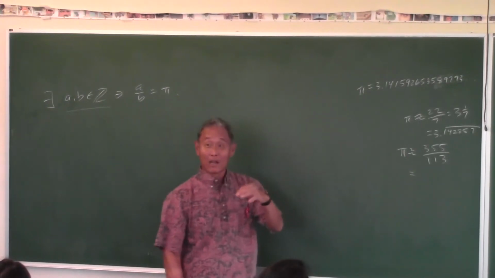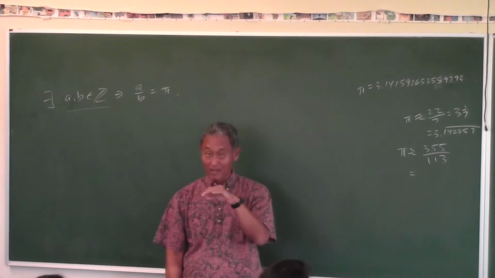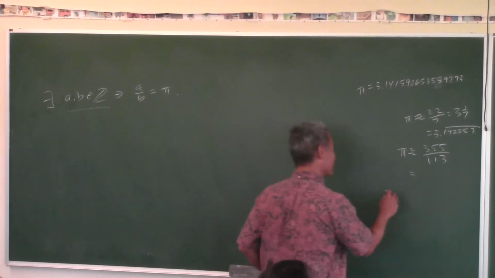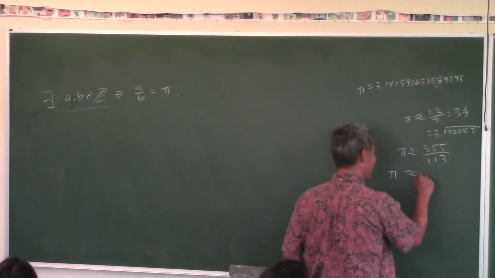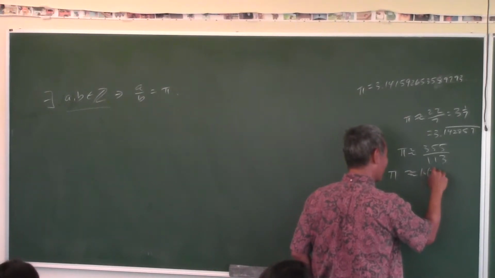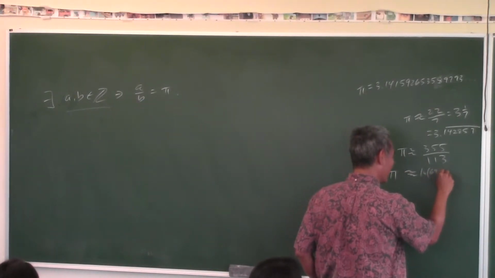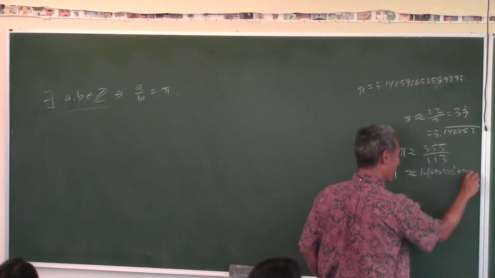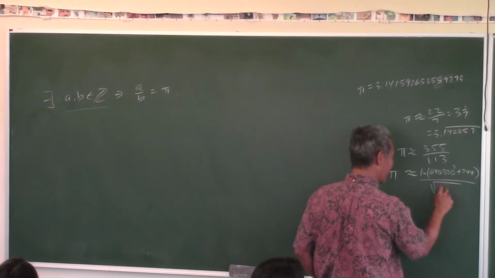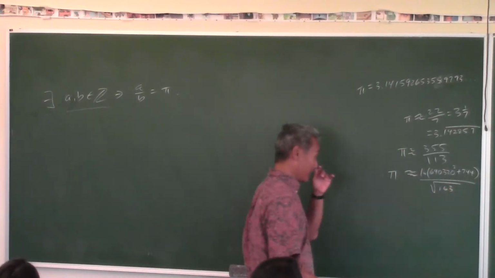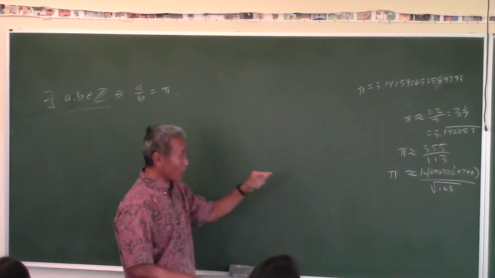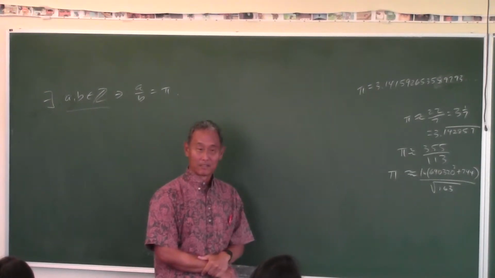But you know what's better? I'll give you one that has 30 decimal place accuracy. However, it's a little harder to remember. I hope I can remember this. Pi is approximately the natural log of 640,320 cubed plus 744, all over the square root of 163. I think that's correct. This will give you 30 decimal place accuracy.